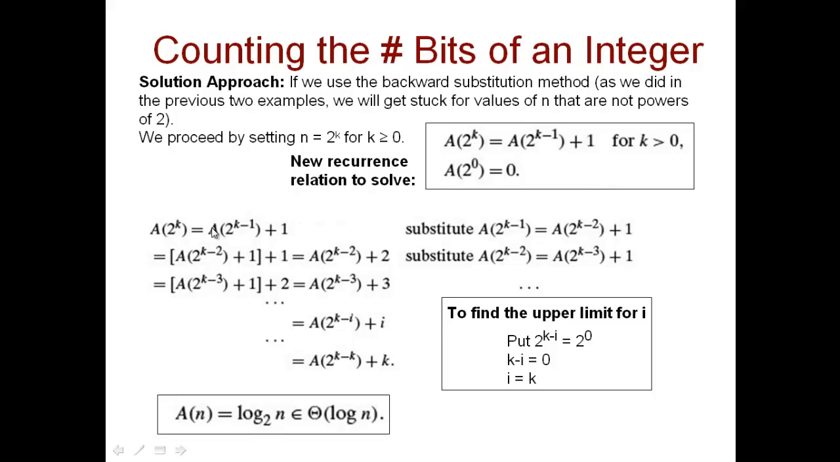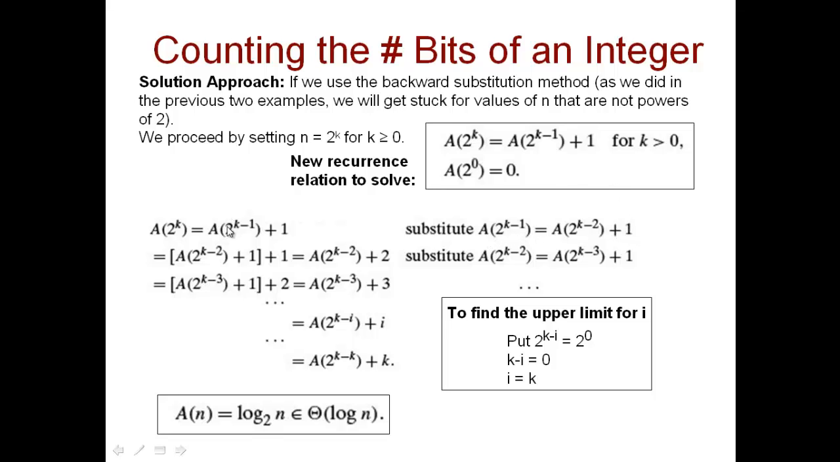So we can now write a of 2 raised to k minus 1. Replace k with k minus 1 in this recurrence relation. That's going to be a of 2 raised to k minus 1 minus 1 in the exponent, so that is a of 2 raised to k minus 2 plus 1. So replacing k with k minus 1 in this recurrence, we get a of 2 raised to k minus 1 is a of 2 raised to k minus 2 plus this 1.